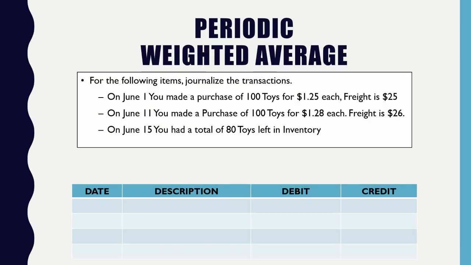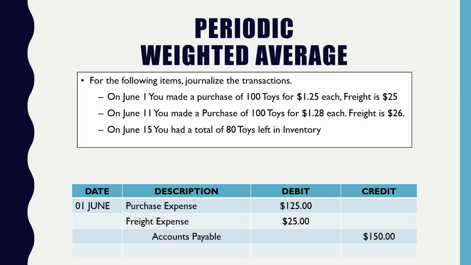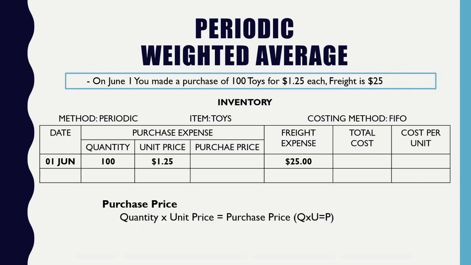Here's another example, and then we're also going to practice journalizing. On June 1st, you made a purchase of 100 toys for $1.25 with a freight of $25. You journalize it as purchase expense, freight expense, and however you paid for it. Now, this is where you have to remember something.